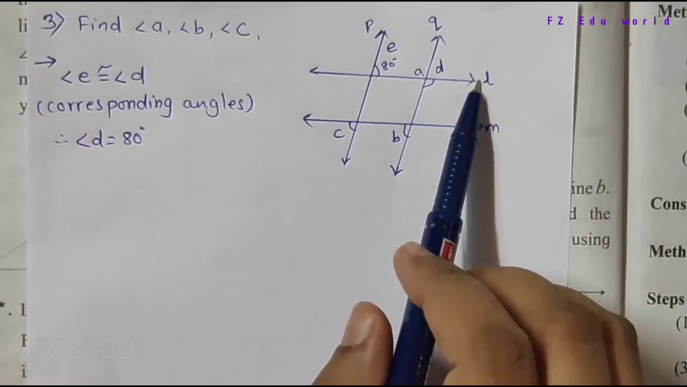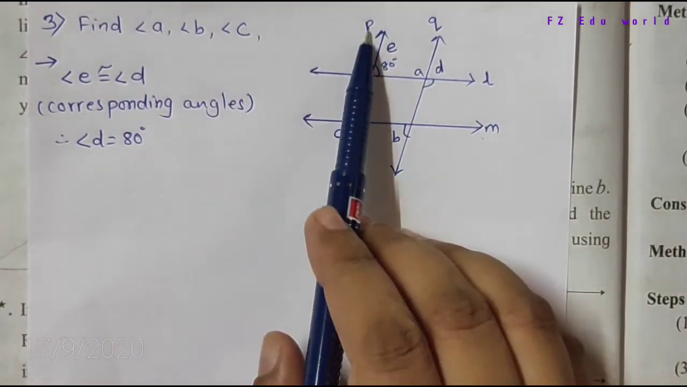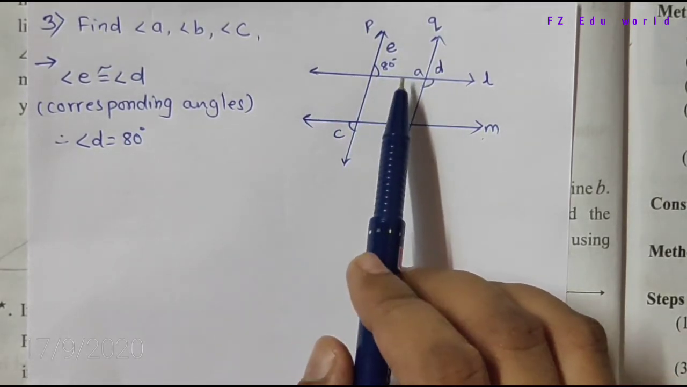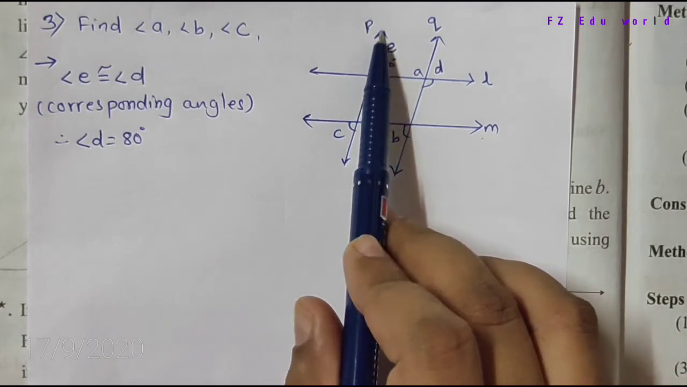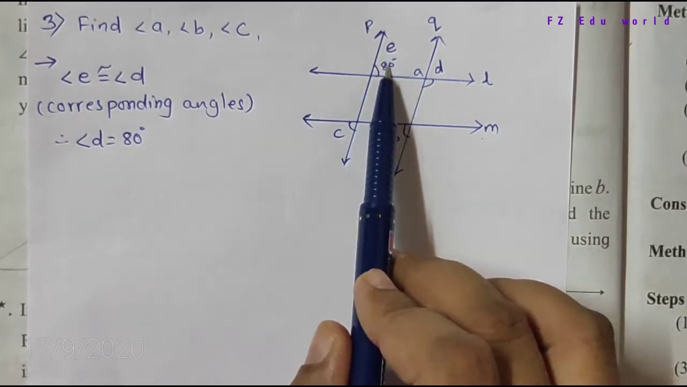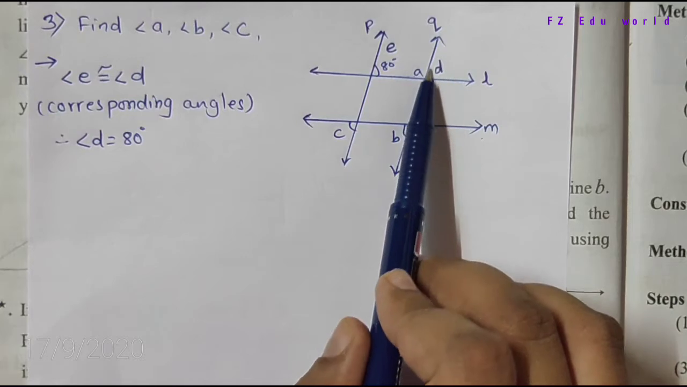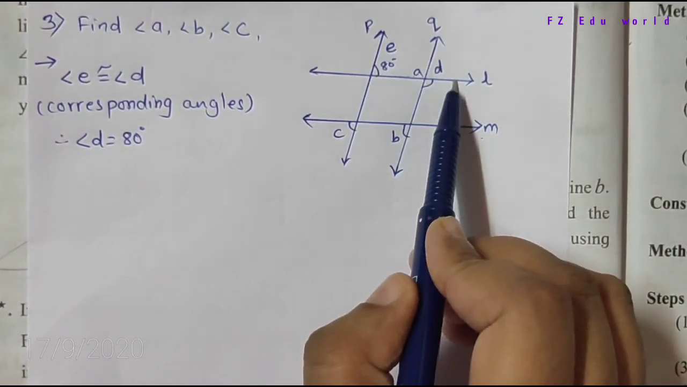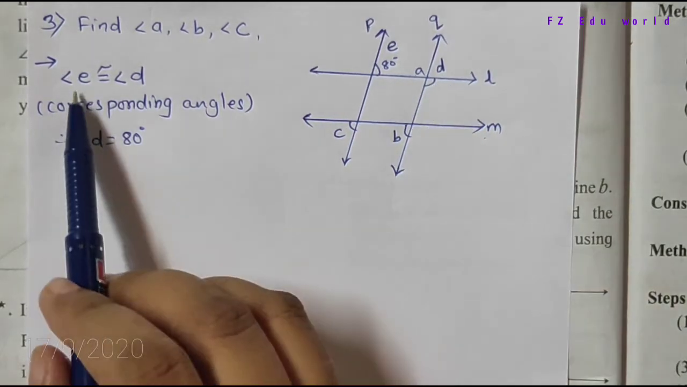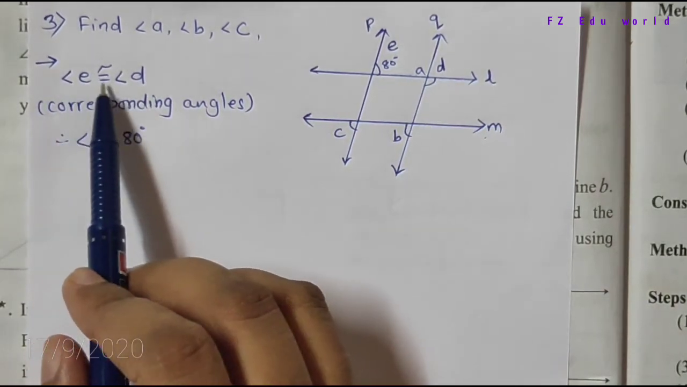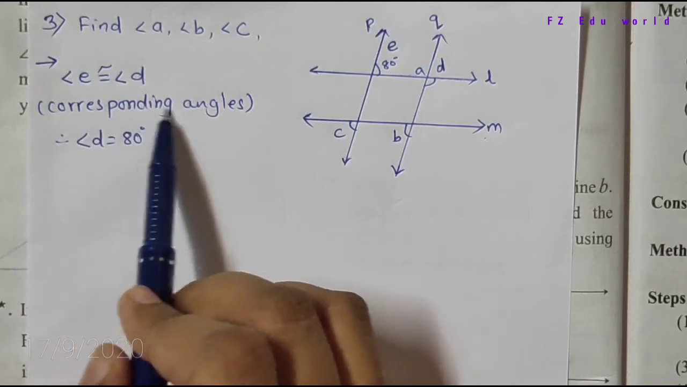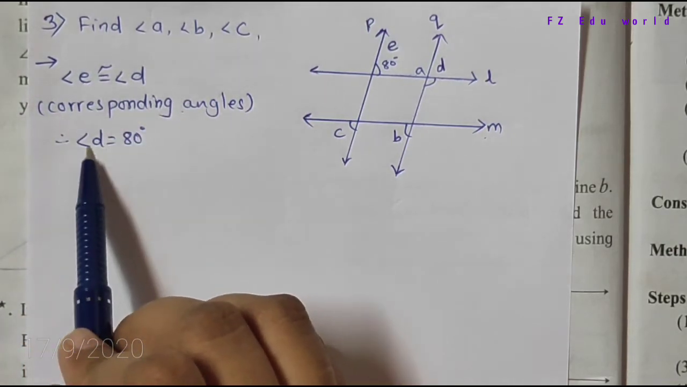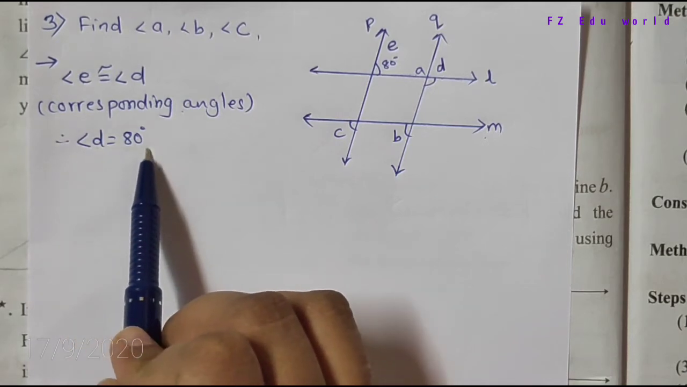In this figure, lines L and M are parallel, P and Q are parallel, and they are transversals of each other. Now here I am giving the name E to this 80 degree angle and D to this angle. Now this angle E and angle D are corresponding angles. Therefore they are congruent. Angle E is congruent to angle D because they are corresponding angles. Now as E is 80 degrees, therefore angle D is also 80 degrees.